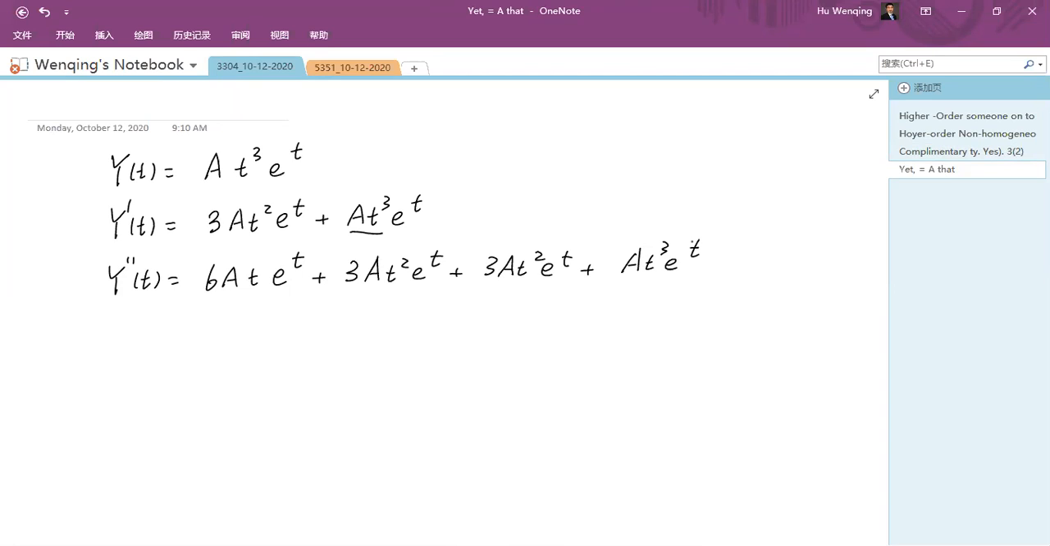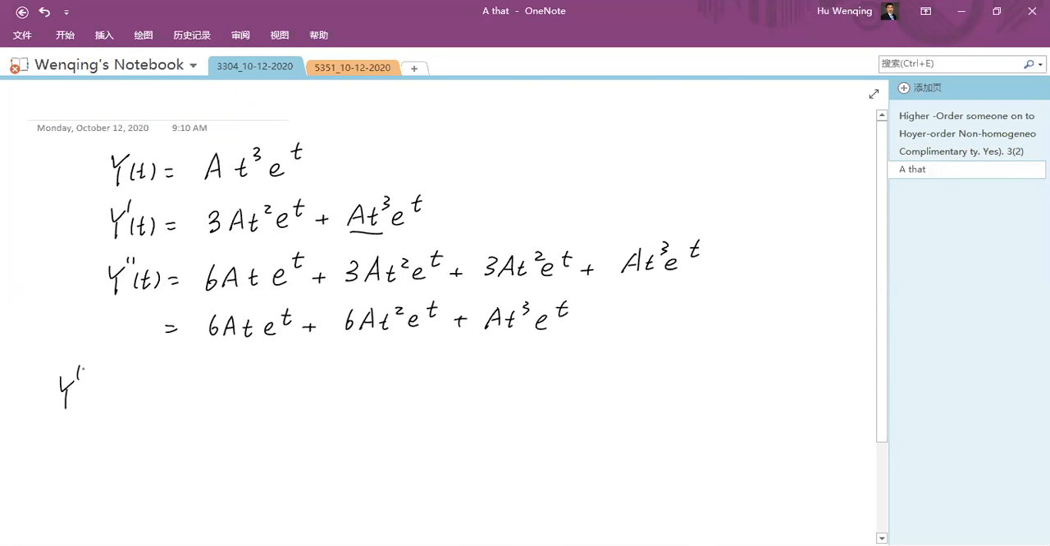Now, as long as you have this, you have to keep taking derivatives. So let's first collect terms. So this is 6 times at e to the power of t plus 6 times at squared e to the power of t plus at cubed e to the power of t. Okay, and then therefore you have to take the third derivative of t.